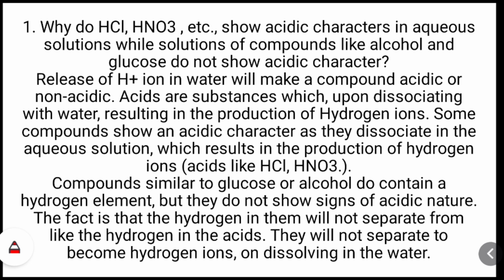Some compounds show an acidic character as they dissociate in the aqueous solution, which results in the production of hydrogen ions. Compounds like glucose or alcohol do contain hydrogen but they do not show acidic nature. The hydrogen in them does not separate like the hydrogen in the acid. They will not separate to become hydrogen ions on dissolving in water.